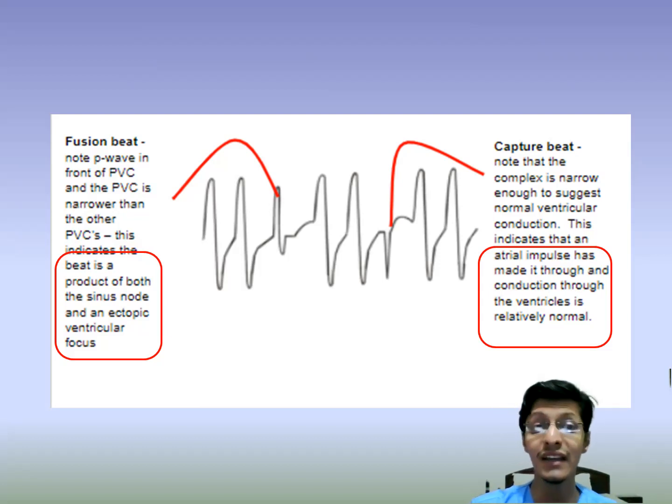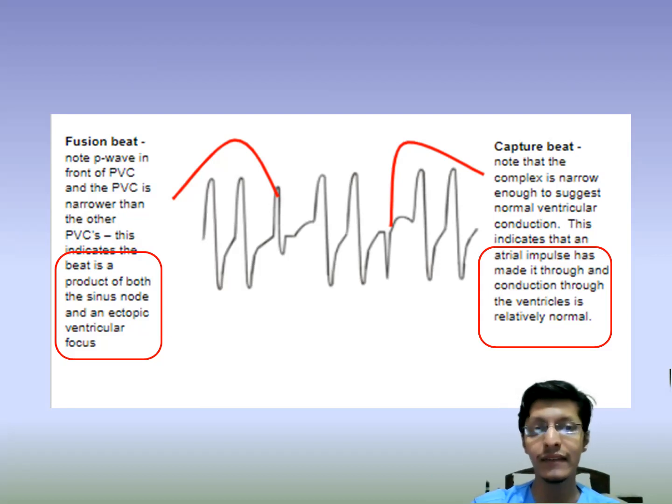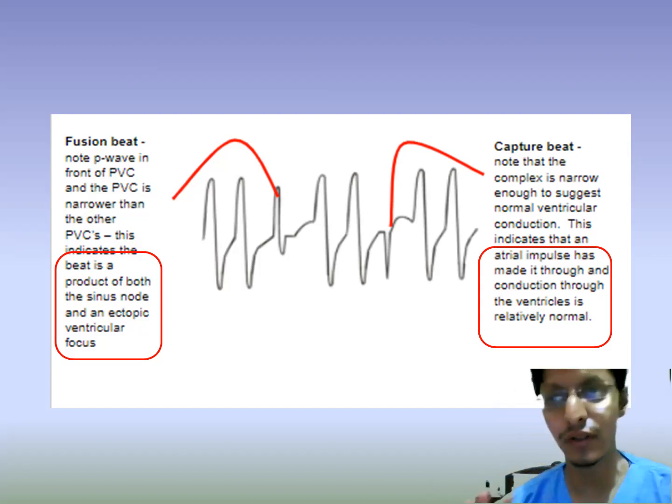What is happening here is that there is some kind of premature ventricular contraction before the occurrence of a broad QRS tachycardia. And what has happened? There is a fusion of a P wave with a capture wave. So what they are saying is that we can see a P wave in front of a premature ventricular contraction.